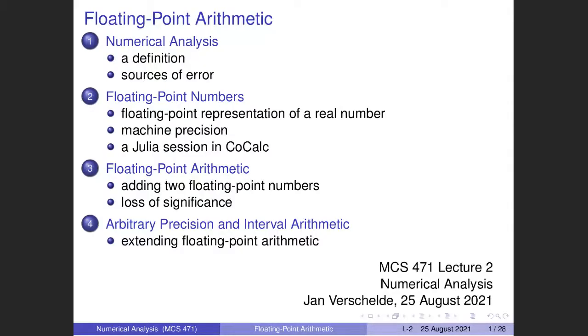Okay, welcome to this second lecture of MCS 471. So MCS 471 is an introductory course in numerical analysis. And this is our second lecture. In a way, it is the first lecture on the subject. So lecture one was on the course, a bit about Julia, and then also about the fundamentals.